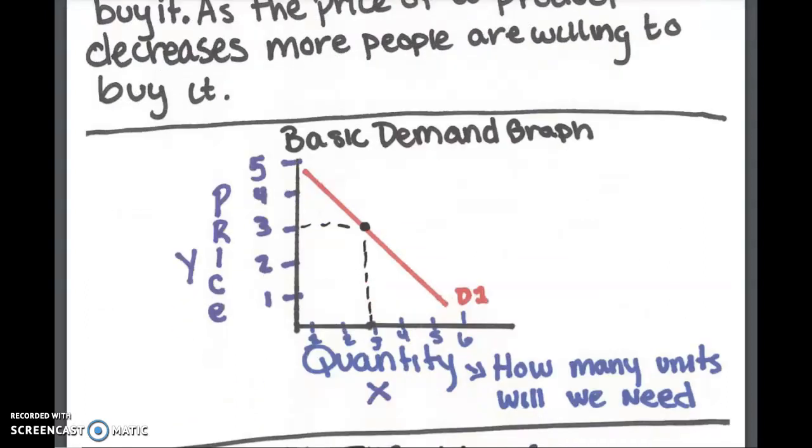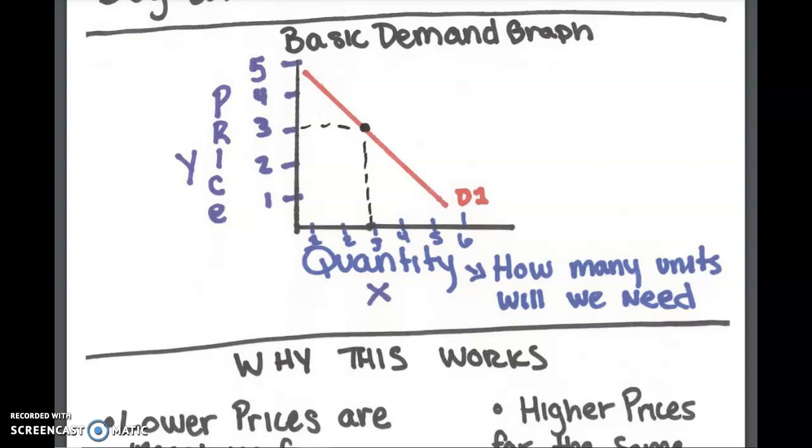So this right here, and make sure you put this in your notes, is a basic demand graph. It is always going to look like this, and it is always going to be slanted downward. So this axis, the y-axis, always needs to be price, and you need to label that with a P in your notes and on your assignments and on your test. It's not a proper graph if you don't label it.